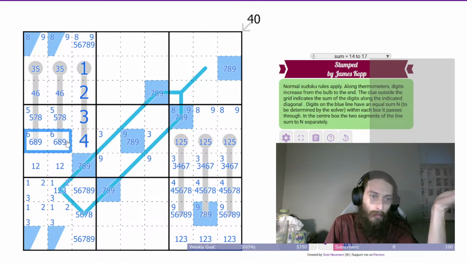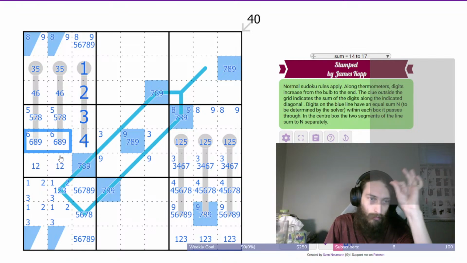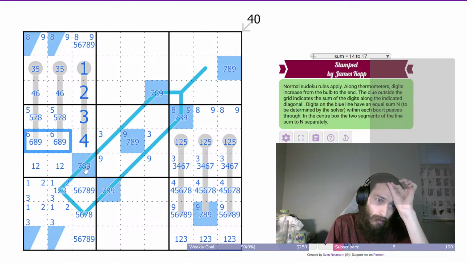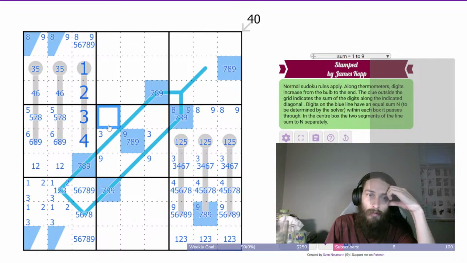Oh, this ends up being a 6... No, it doesn't. I was going to say this had to be a 6-9 pair, but 9 could still be blue. One of in box 5, one of those 2 has to be a 3.